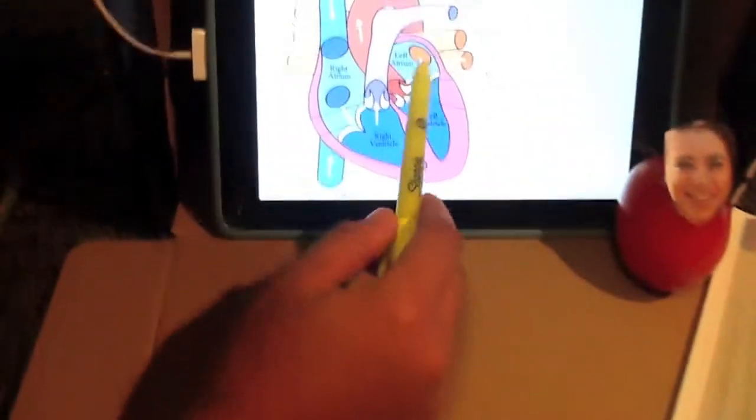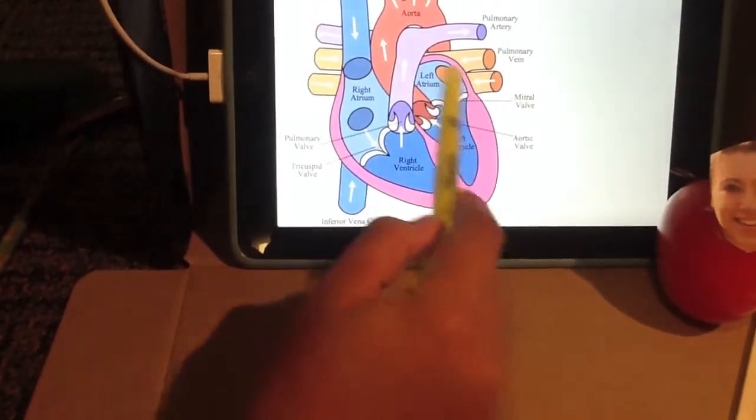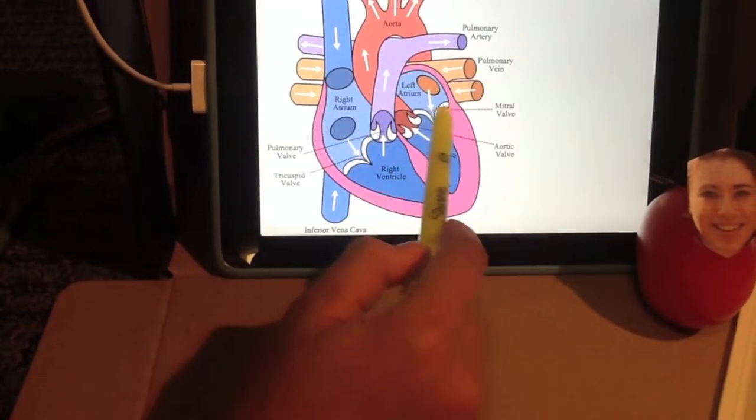CO2 goes into the tiny sacs. Oxygen goes into the blood instead. Now blood is purified and oxygenated and goes to the left atrium.